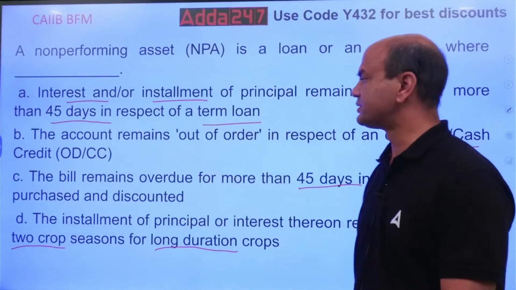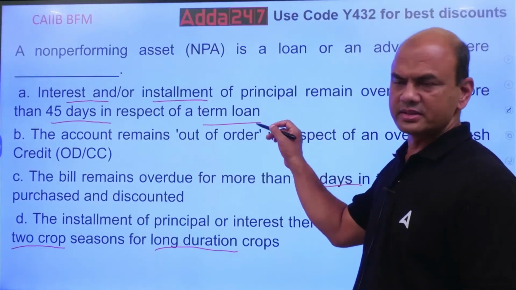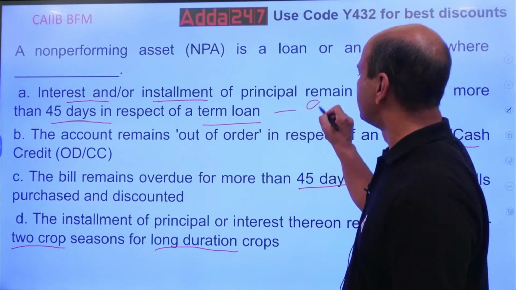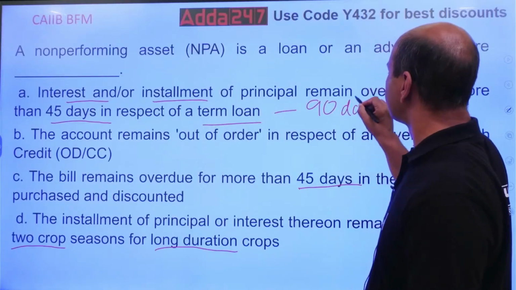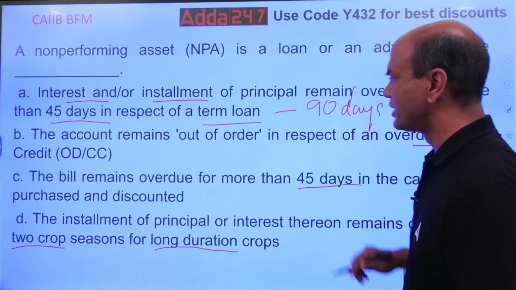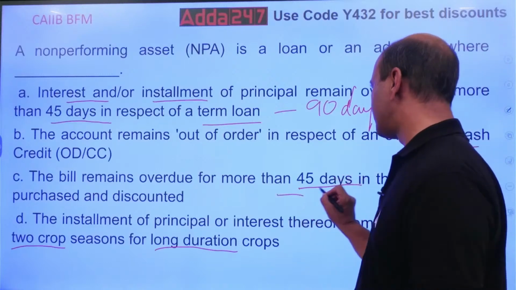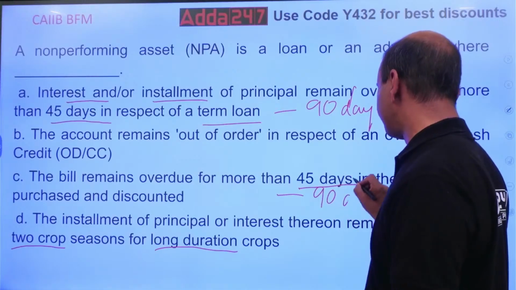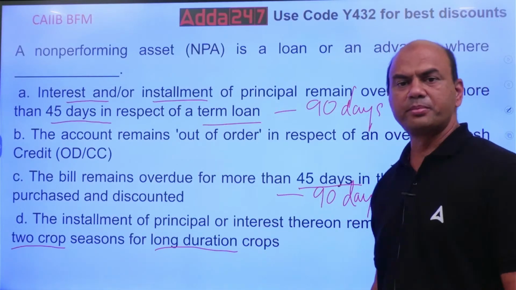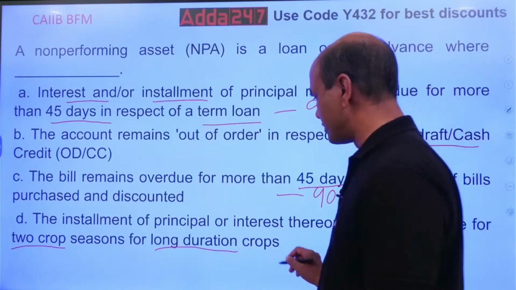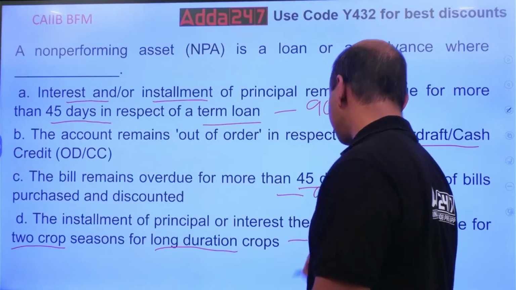The answer is here. This answer is not correct. 45 days? The rule is 90 days. Everywhere the rule is 90 days. Then 45 days over here, again 90 days, so that is also out. In long duration crops, the period is 1 crop season, not 2. So this is 1 long duration crop. It is 1 crop season.